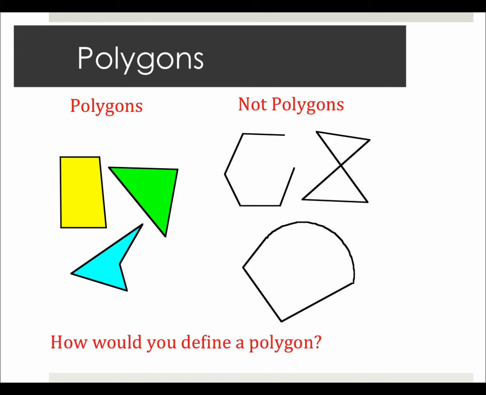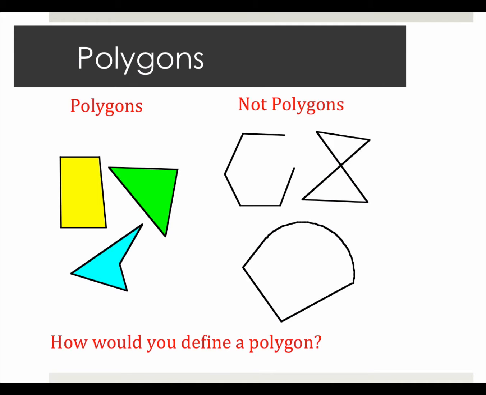Polygon is a shape that has to have at least two line segments. It can't be open, it can't be crossed, it can't be rounded. At least two line segments connecting it. Hold on, at least three. Third time's a charm. It's a shape that has at least three line segments.